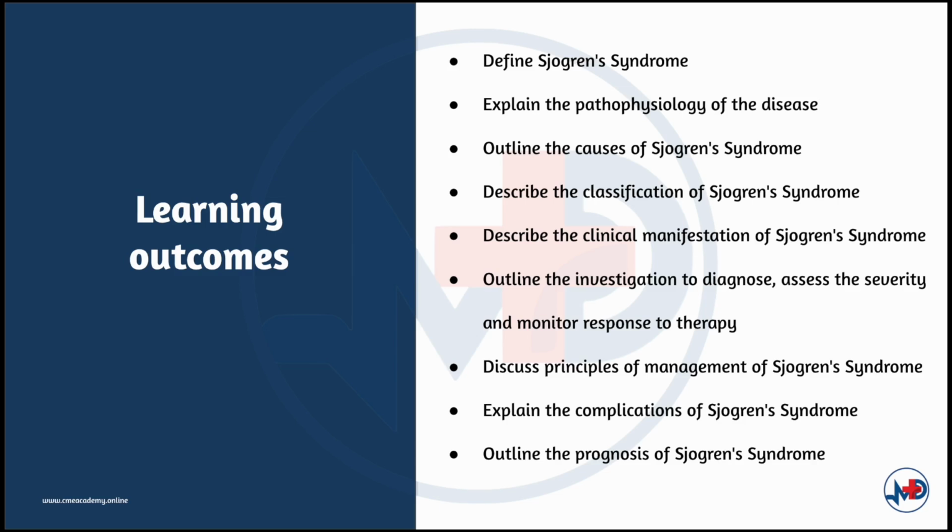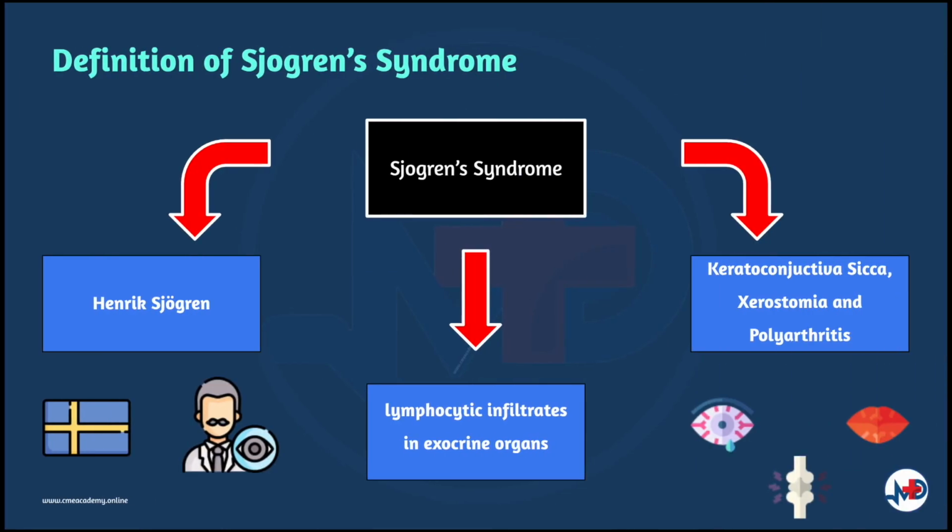Let's get started. First, let's look at the definition of Sjogren syndrome. It is a systemic, chronic, inflammatory disorder characterized by lymphocytic infiltration of exocrine organs, for example, the lacrimal and the salivary glands. Named after a Swedish ophthalmologist, Henrik Sjogren was the first to identify the triad of keratoconjunctivitis sicca, xerostomia, and polyarthritis in a group of women.